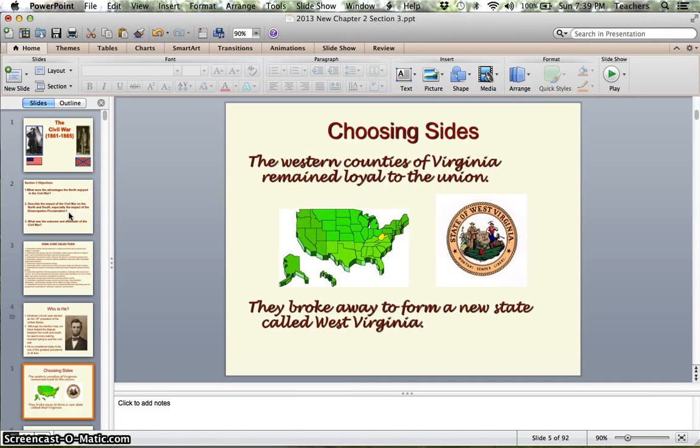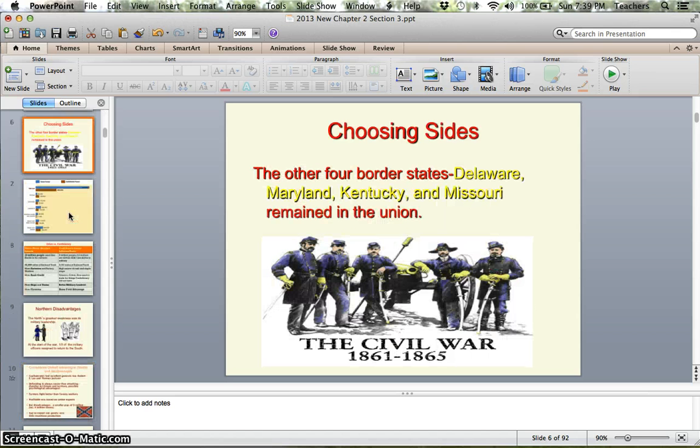We are not prepared. Choosing sides. As states, you have to choose sides. And Virginia was kind of split. And the western part of Virginia broke away, which today is West Virginia. Because they did not want to be part of Virginia, which broke away and formed the Confederate States of America. You had 4 slave states. Now this is important. You had Delaware, Maryland, Kentucky, and Missouri. They were all slave states, and they decided to stay loyal to the Union. And these states are going to be important throughout the Battle of the Civil War.